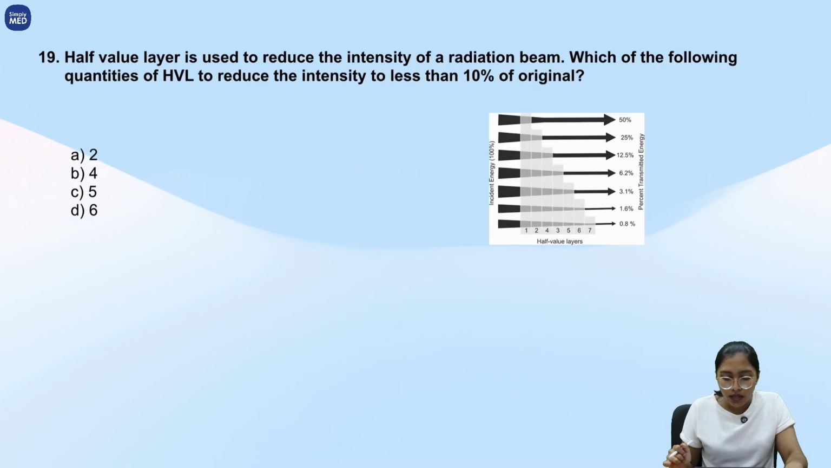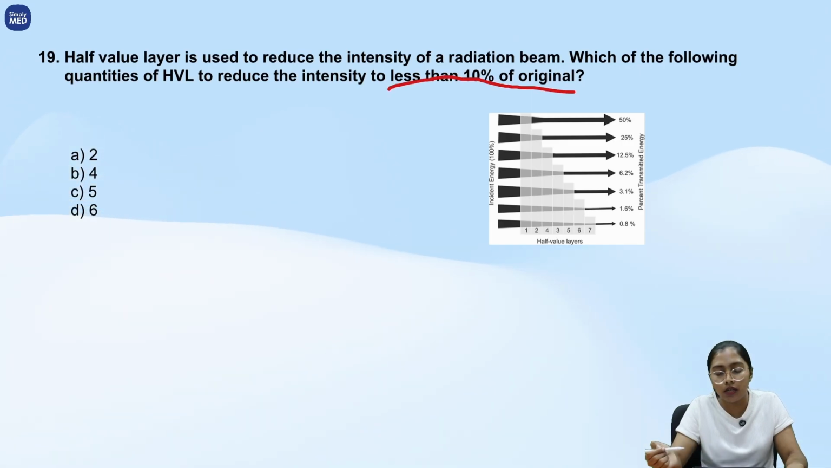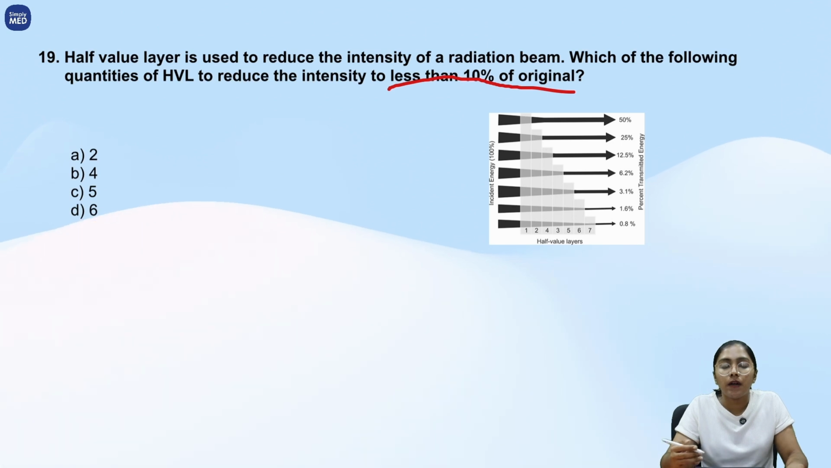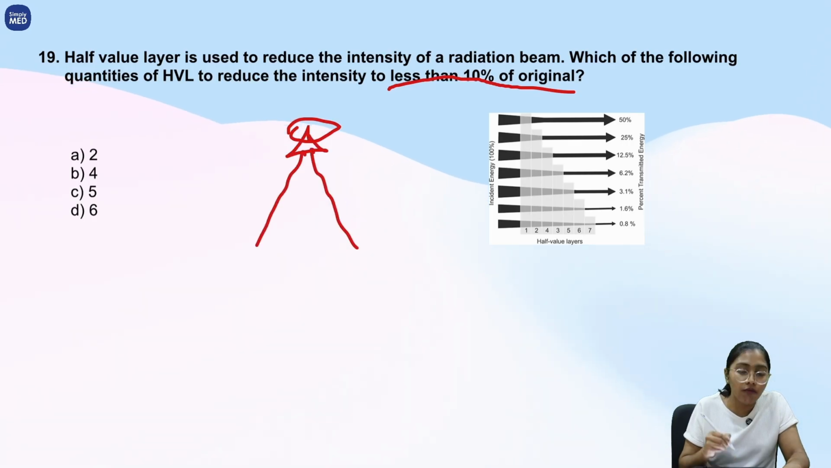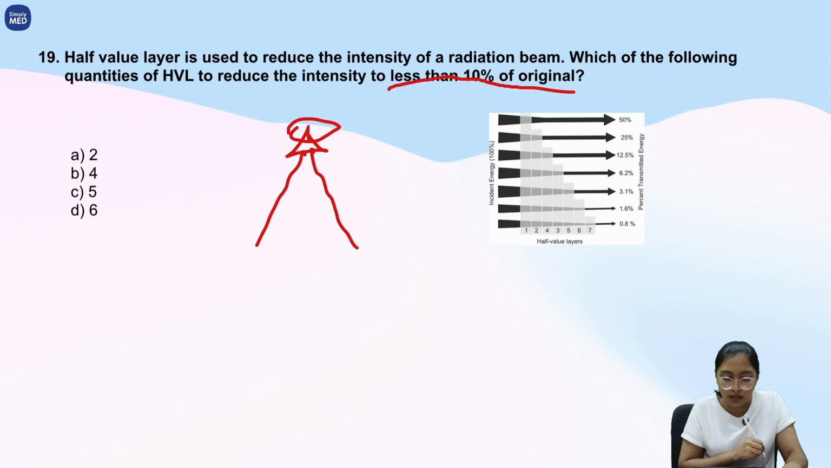We can go to the next one. Half value layer is used to reduce the intensity of a radiation beam. Which of the following quantities of half value layer is used to reduce the intensity to less than 10% of the original? So let me clarify what is half value layer.